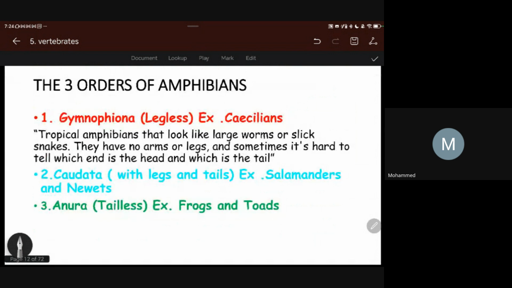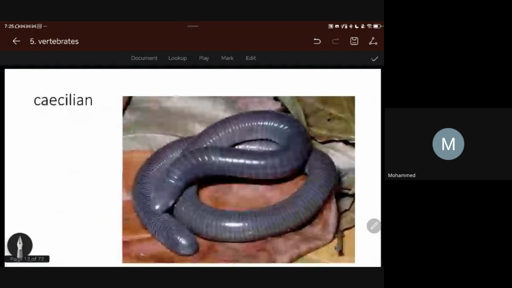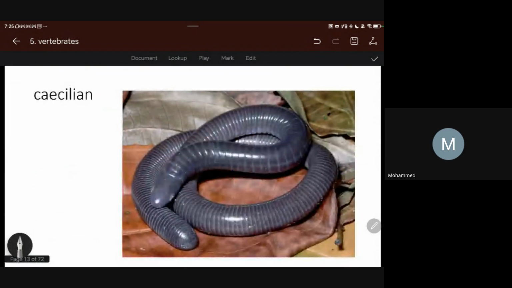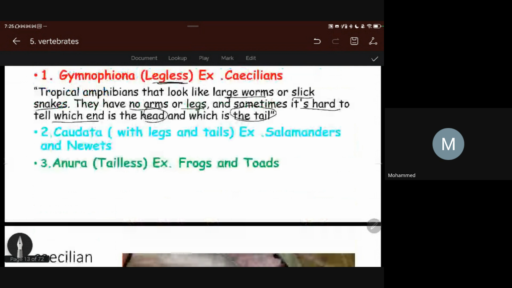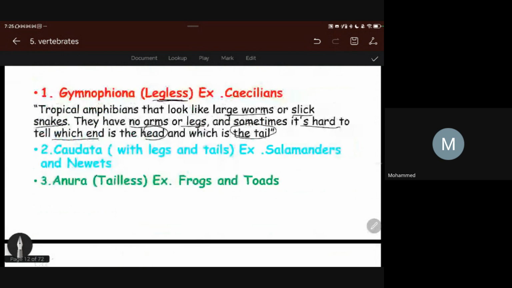We have the Gymnophilian, which are legless. They do not have legs, and an example for that is the Sicilians. They are tropical amphibians that look like large worms or slick snakes. They have no arms or legs, and sometimes it's hard to tell which end is the head and which is the tail. This is what it looks like. You can't really tell where the anus or the head is, and they have a smooth, slick skin. They are legless. They do not have any extensions.